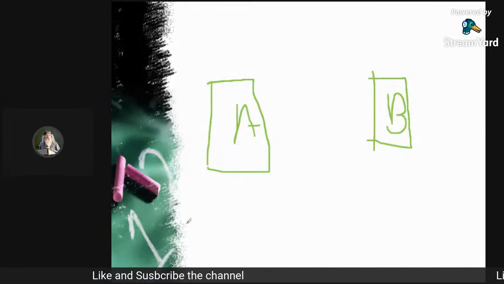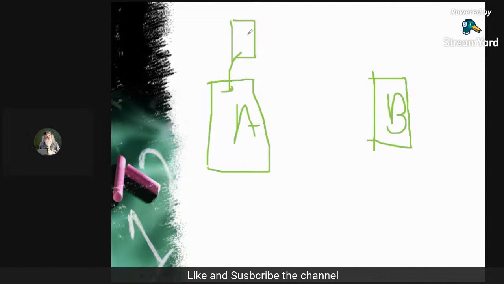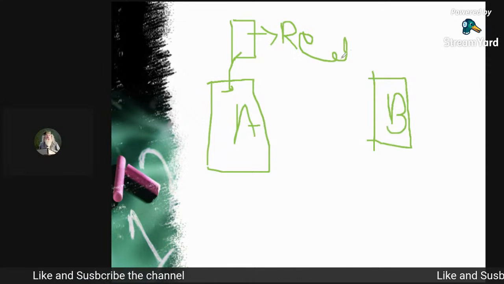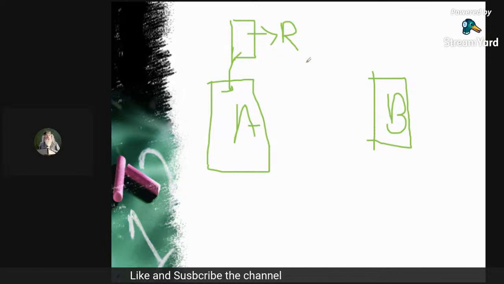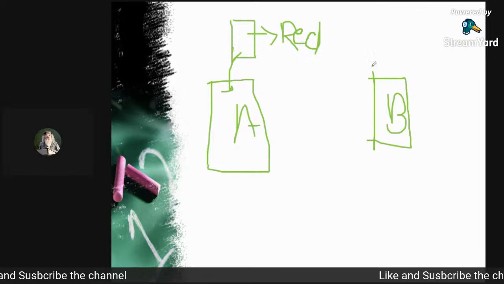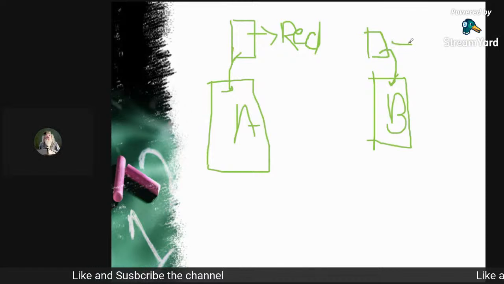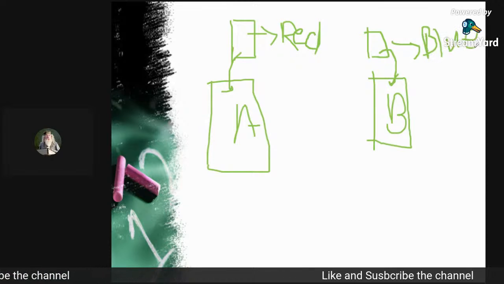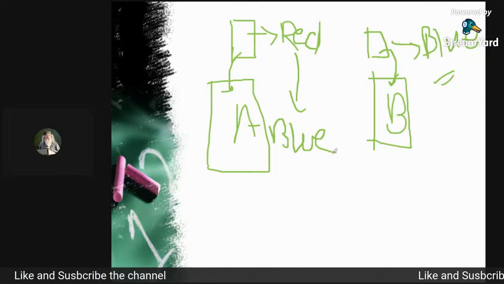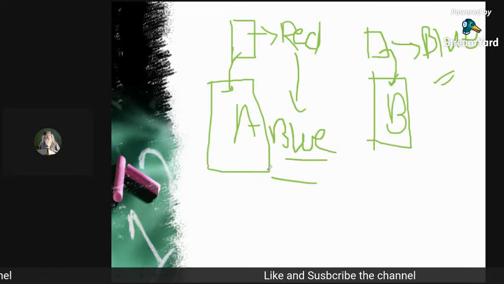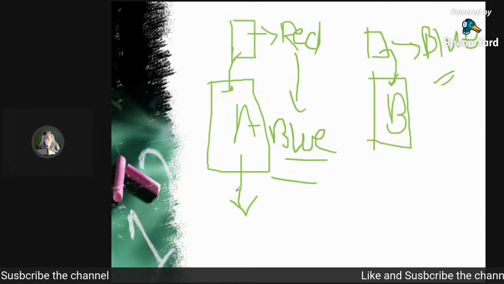Now we are placing a litmus inside it. The color of the litmus is red, and we are placing another litmus paper inside this whose color is blue. Now if this red litmus changes to blue, then what can we say about this substance A?